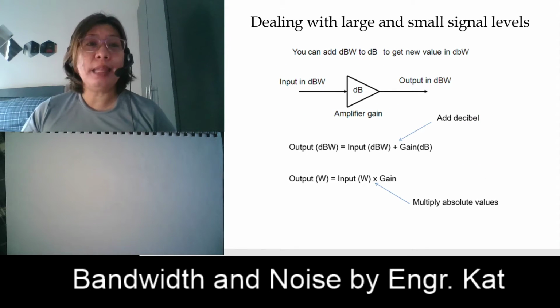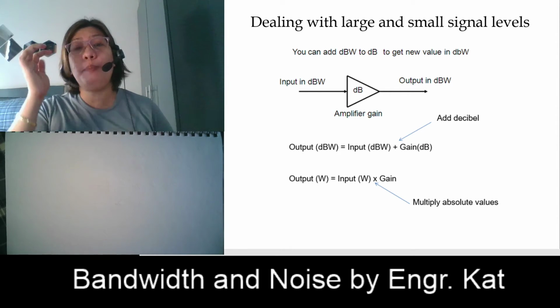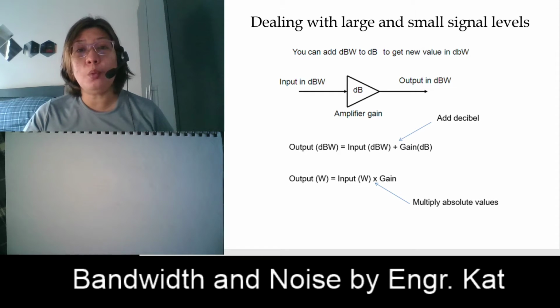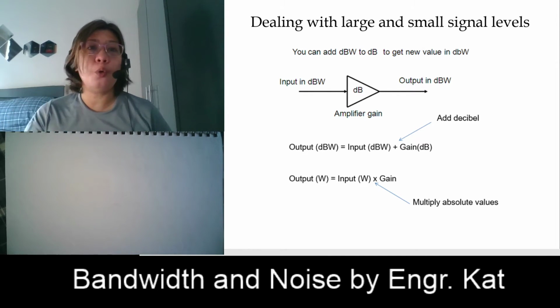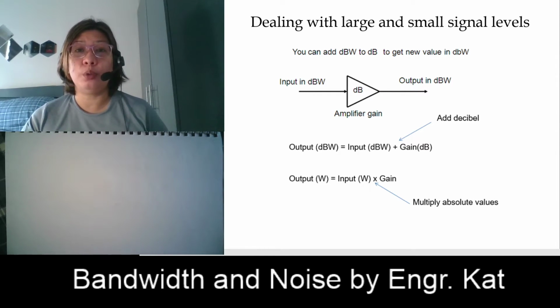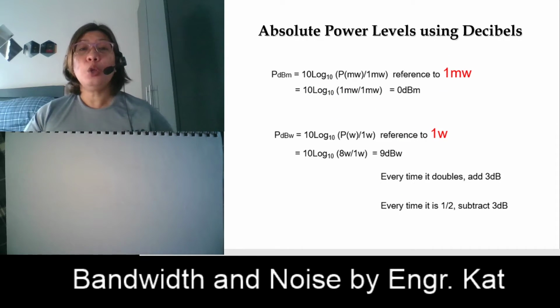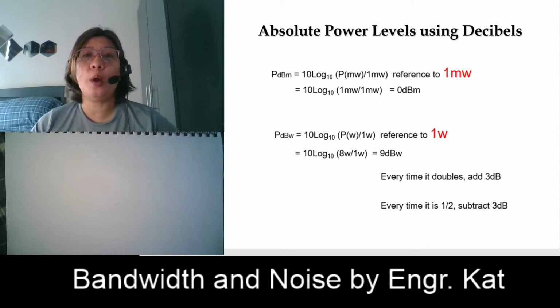Okay, so you can add dB to dB watts to get a new value in terms of dB watts. Your output dB watt is equivalent to input dB watt plus your gain. So we can simply add them. To multiply absolute values, if you want to get the output power and the decibel gain is given, all you have to do is multiply your input with the gain. That will give you your absolute values. So for absolute power using decibels, if you have dBm, your reference is 1 milliwatt.